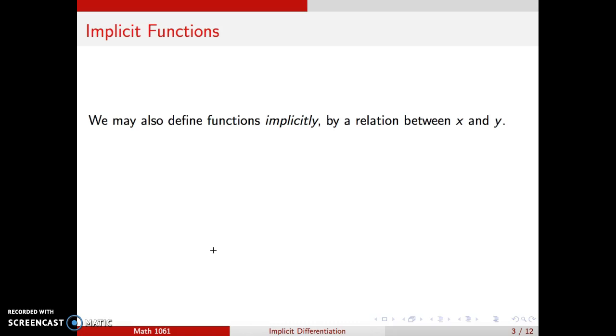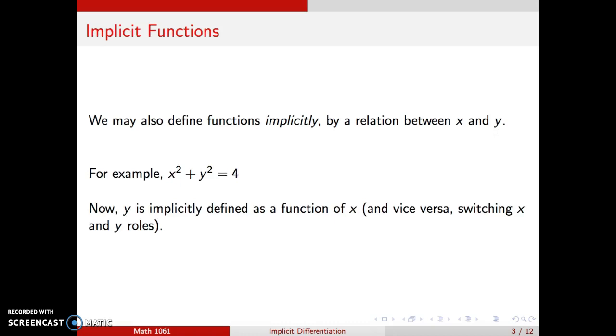But what we're looking at here is when we've got a relation between, let's say, two variables, x and y. So you've got an equation that describes some sort of relation between them, and you can think of one as implicitly defined in terms of the other, so an implicitly defined function of the other. There are plenty of reasons for being interested in this, and we'll get to that, but a classic example would be x squared plus y squared equals 4.